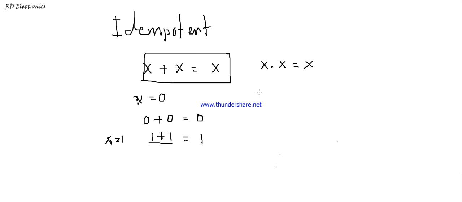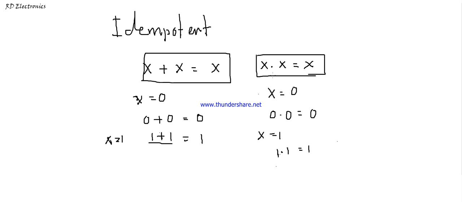And here also, if we consider x equal to 0, then the AND operation performed between two 0s is equal to 0, and if we consider x equal to 1, then the AND operation performed between two 1s is equal to 1. So that's why the logical AND operation performed between two same variables is equal to that variable. So this is known as the idempotent theorem. The first theorem is known as the idempotent theorem.